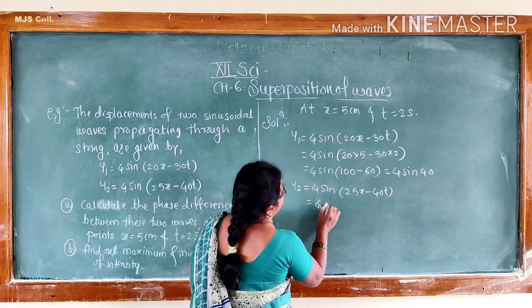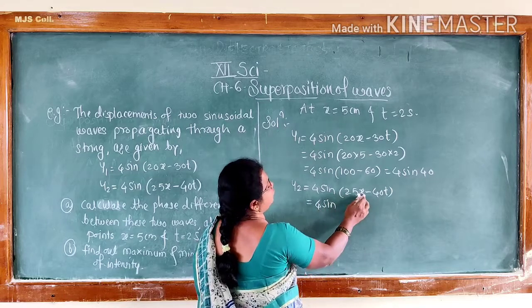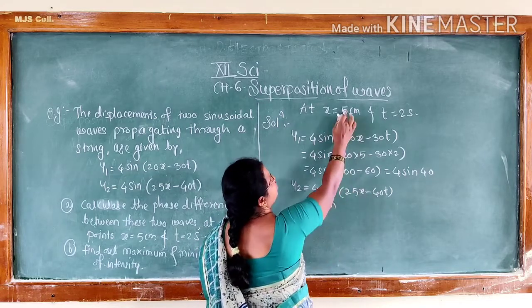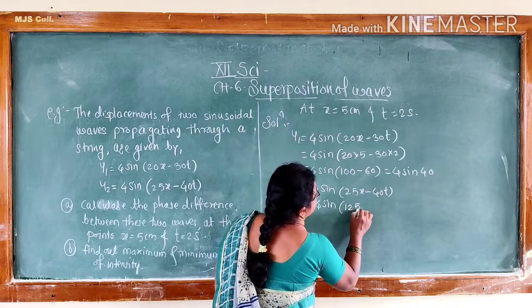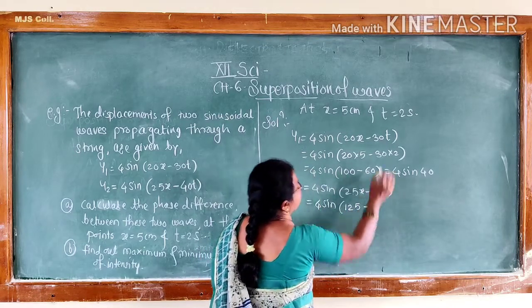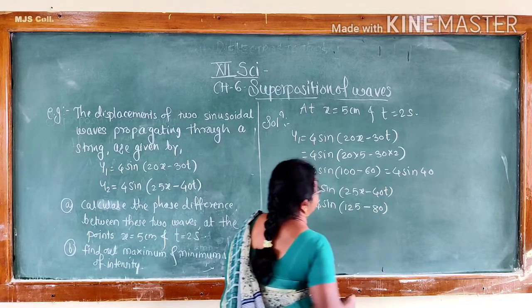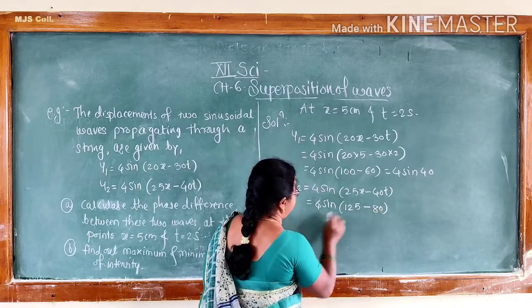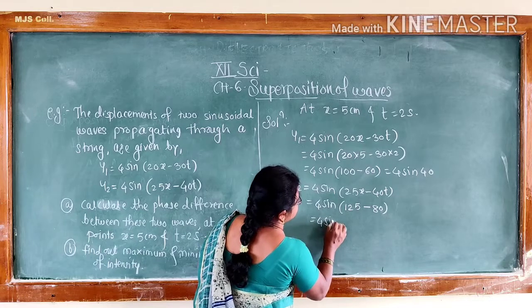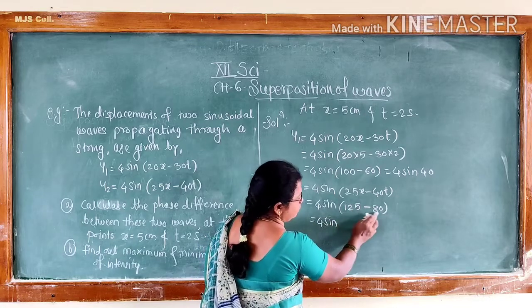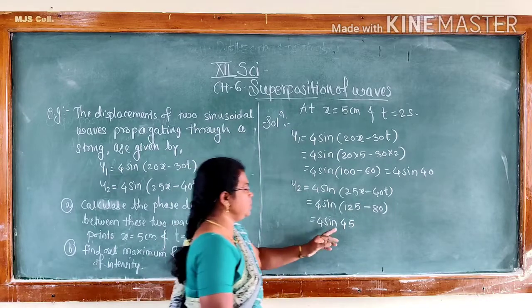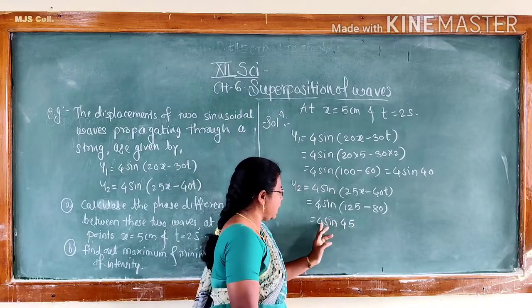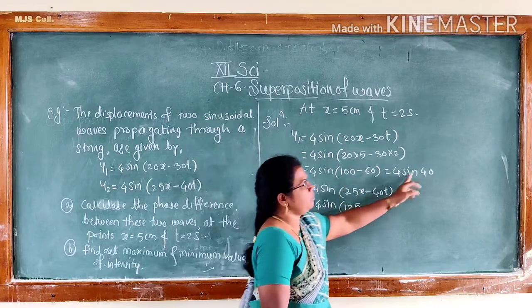Another one, y2, that is equal to 4 sine of 25x minus 40t, substituting the values of x and t. Okay, x value 5, so 25 5s are 125 minus 40 into t, 2, that is 80. So this is equal to 4 sine of 125 minus 80, that is 45. That is sine of 45 and sine of 40.